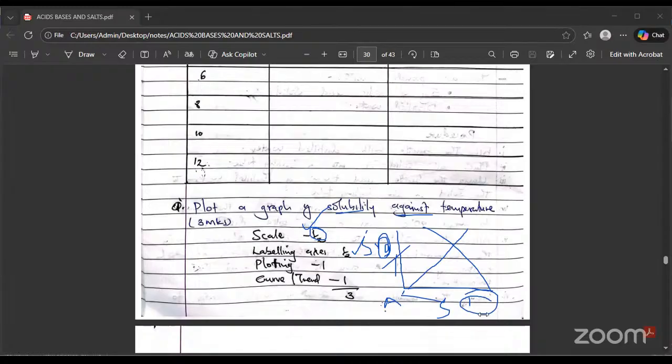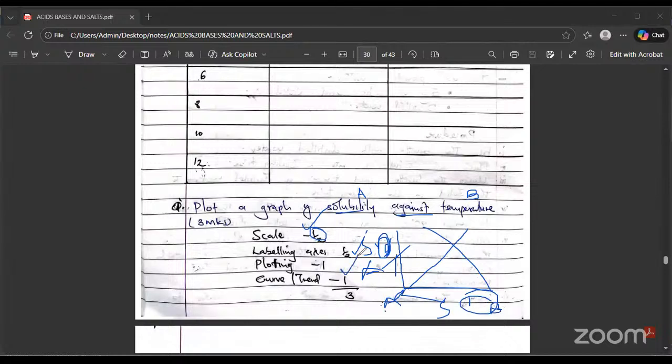But I'm going to repeat again. Anytime you see A against B, A goes on the Y side and B goes on the X side. So we have A against B. That one is very important. And then you plot the curve.